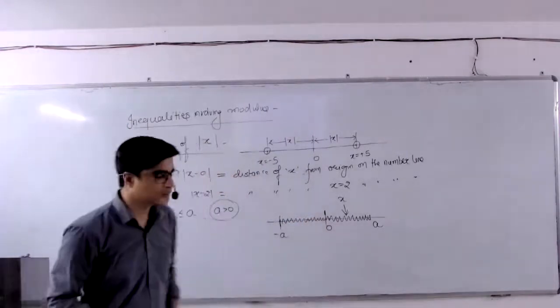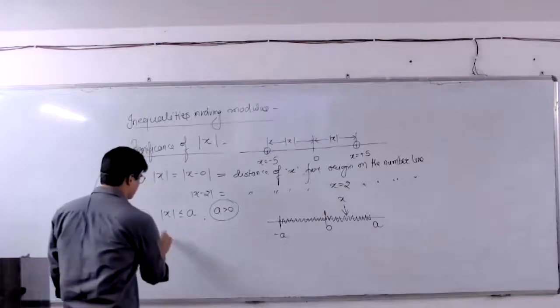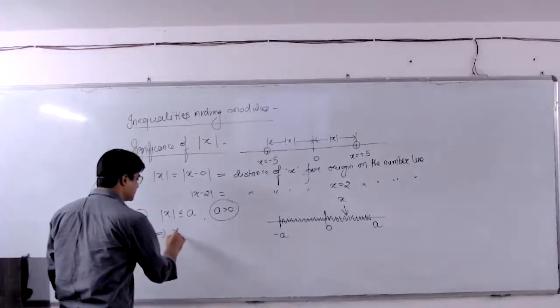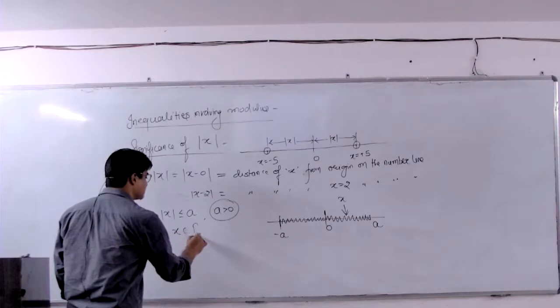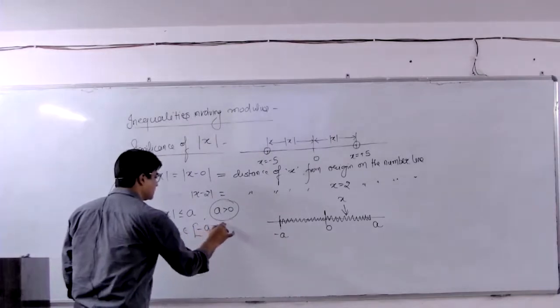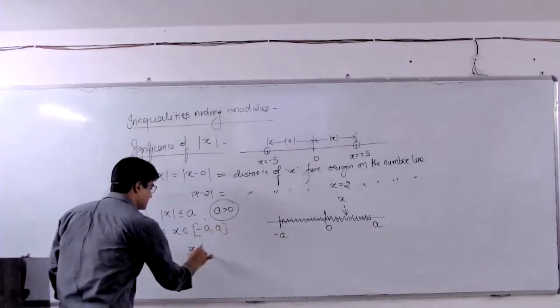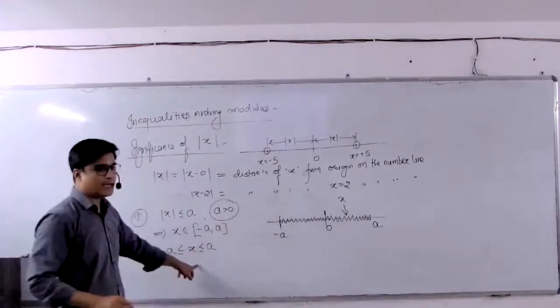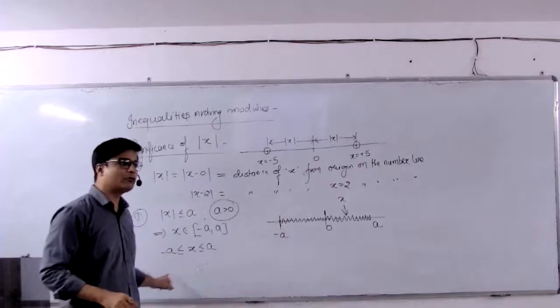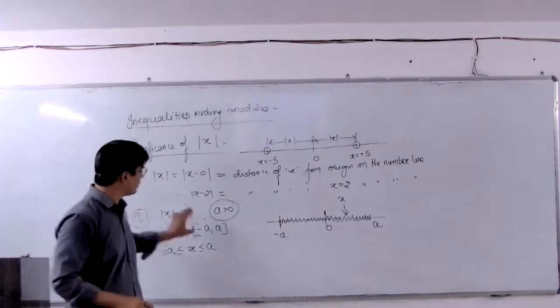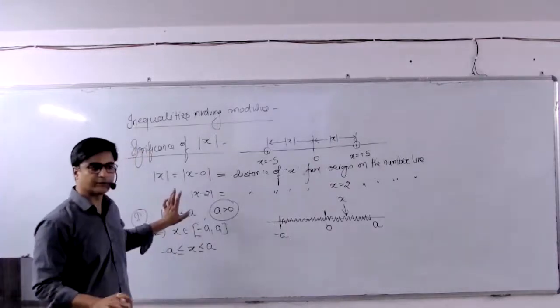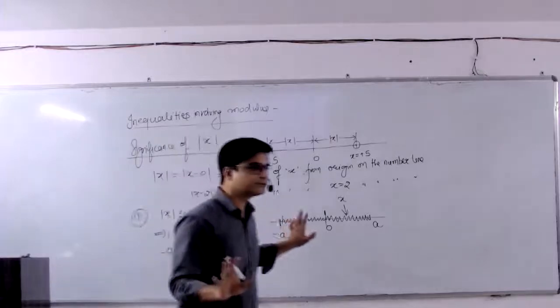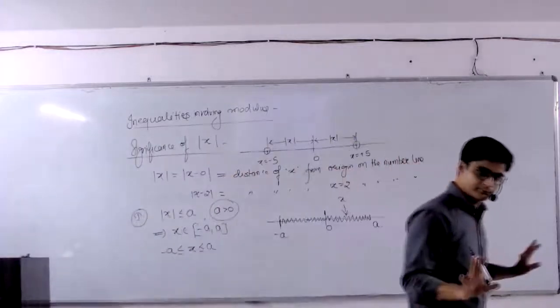So mod x lesser than equals to a is basically equivalent to saying x is an element of minus a to a. X is lesser than equals to a, greater than equals to minus a. X can take any value from minus a to plus a if mod x is lesser than equals to a. Do we understand this?